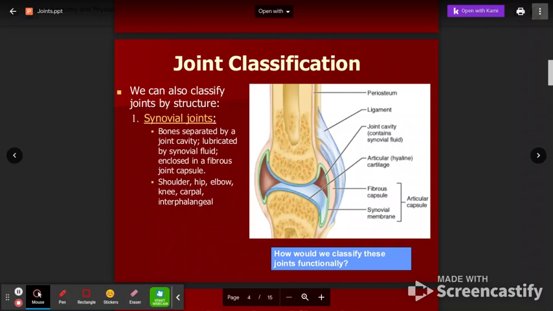So you've got a fibrous capsule around here that would be made out of dense connective tissue. You have a synovial membrane, which is holding that fluid in. All right, so that's organized by structure. We've got to do a couple more here for structure.